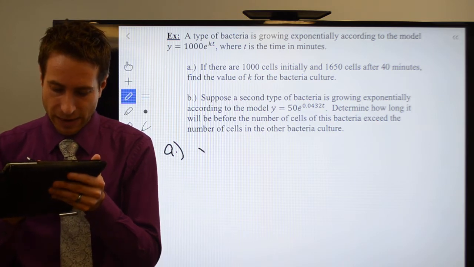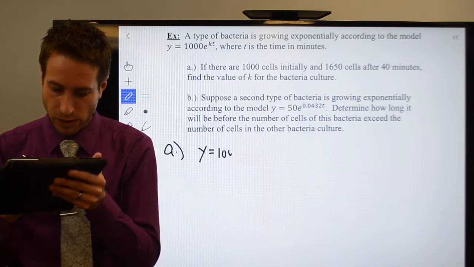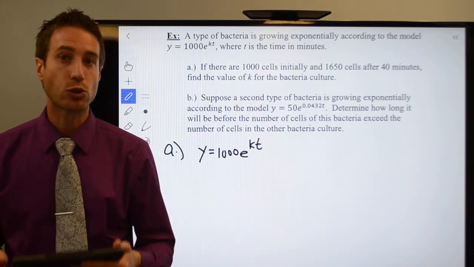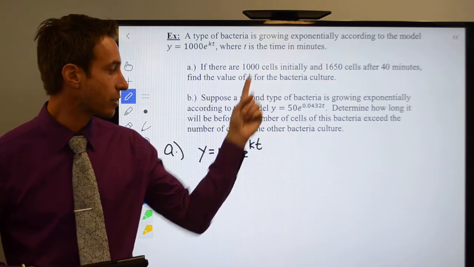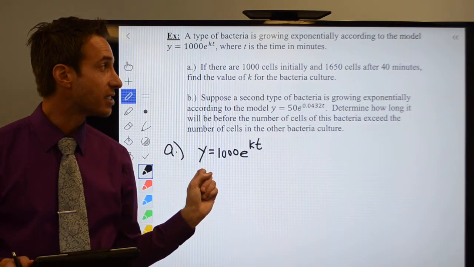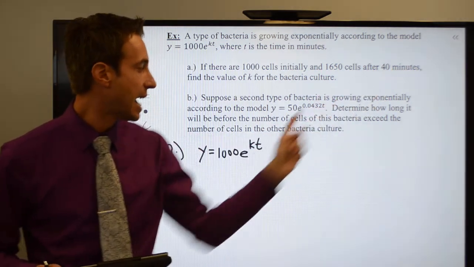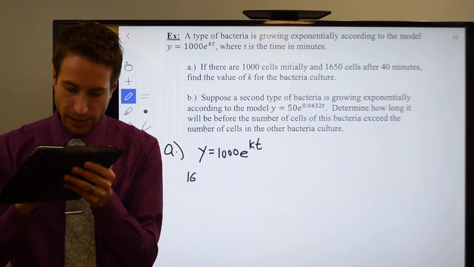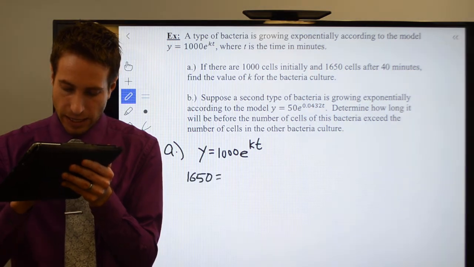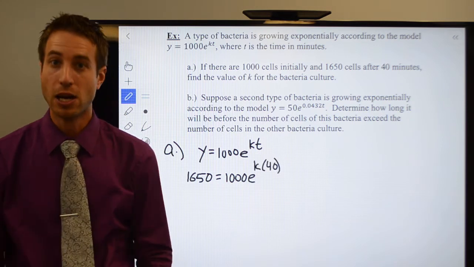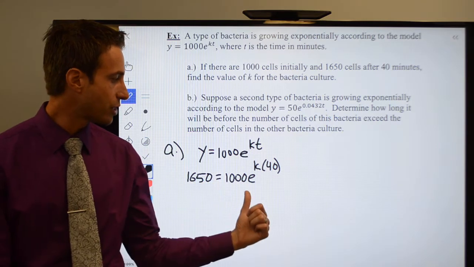The equation I've been given is y equals 1,000 e to the kt. But here's what I know. I know I started with 1,000 cells. That's already there. I finish with 1,650, and t has to be 40 minutes. Plug all that stuff in. 1,650 is equal to 1,000 e to the k times 40.